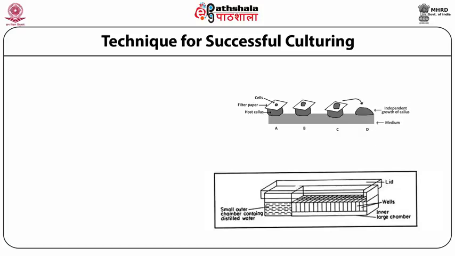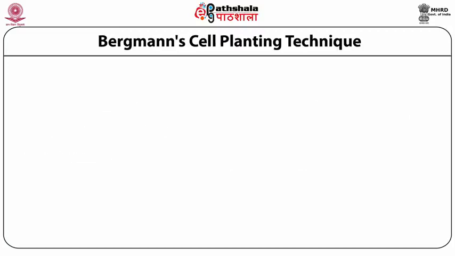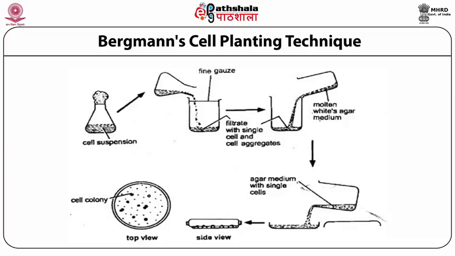The techniques which have been developed include the filter paper raft nurse technique, microchamber technique, Bergmann's cell plating technique, and microdrop method. Bergmann's cell plating technique involves that you have a cell suspension culture. You let it pass through a filter so that, in the suspension, you are getting rid of larger cell aggregates and you have single cells.